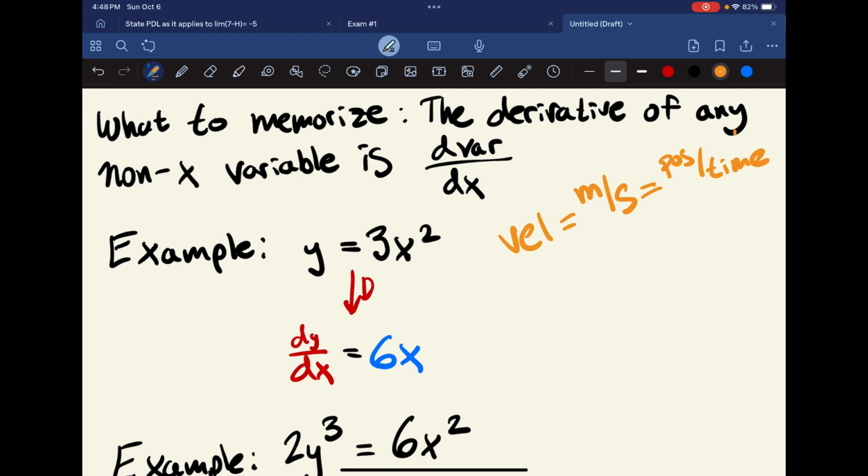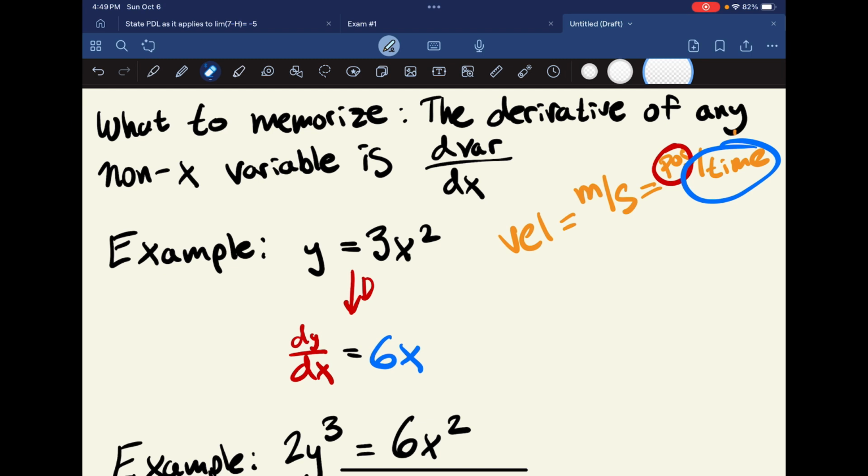And velocity is the derivative of position. So all you're really doing with the derivative is finding the rate at which one thing changes with respect to how another thing changes. So in the case of velocity, you're measuring how position changes with respect to time. And you're doing this with all derivatives.